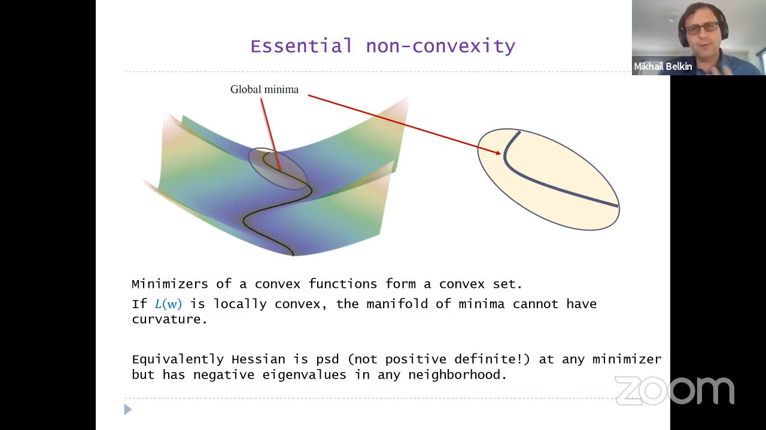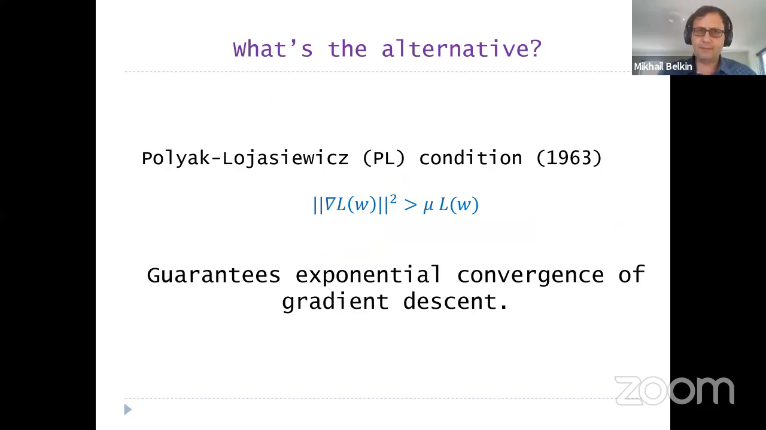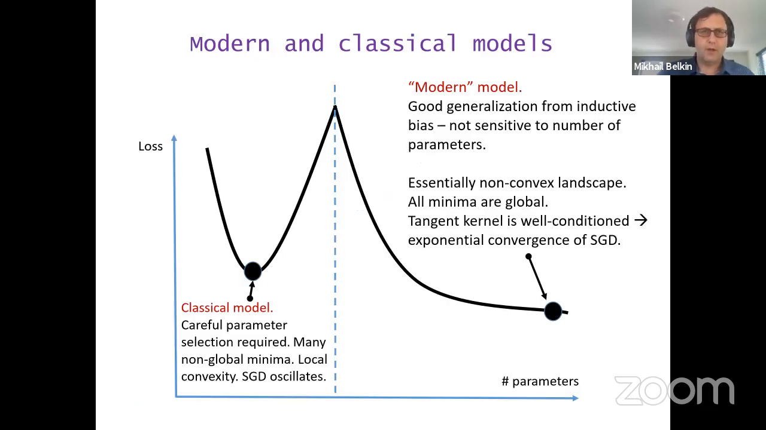It turns out that we have a tool due to Polyak and Lojasiewicz, originally in 1963. There is the Polyak-Lojasiewicz inequality, which implies convergence of gradient descent. So we do have tools, but these are not the same tools as convexity. So we have to get away from that. Okay, so let me summarize.